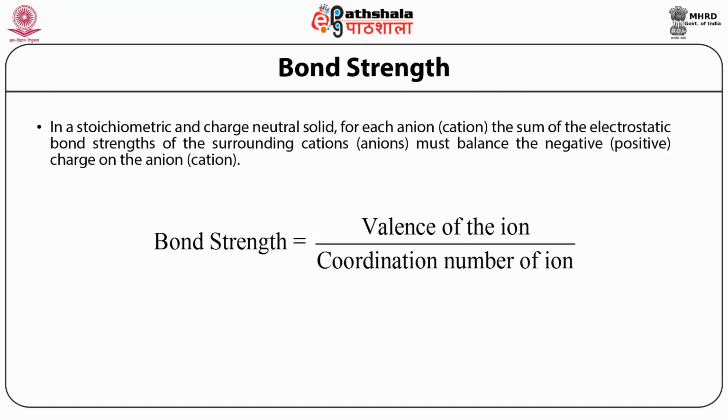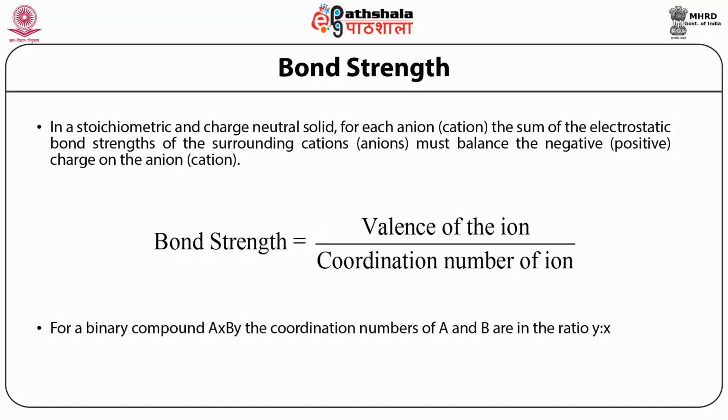Alternatively, you can work out the bond strength of an ion, and from this you can work out the valence of other ions which should match, which is needed to maintain the stoichiometry and, in most cases, the common valence state. So, for a binary compound, that is AxBy, the coordination numbers of A and B are in the ratio of y by x.